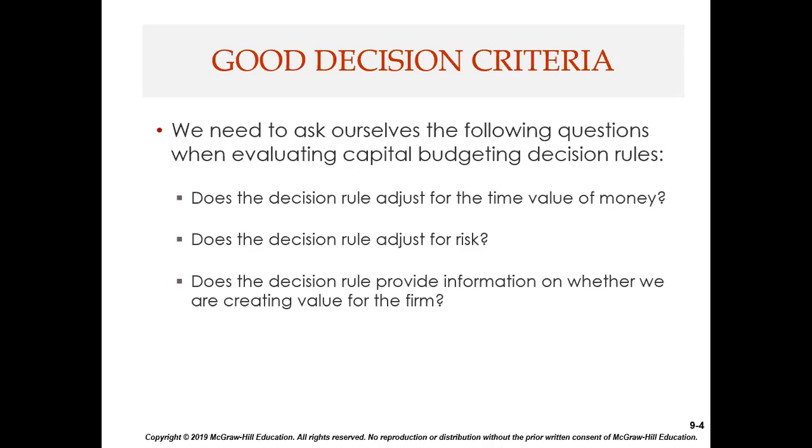And that's what we talk about in the very beginning of the chapter. That's why you have a whole chapter on it. So we need to ask ourselves some of the following questions when we're evaluating what kind of projects to take on in a capital budget. Does the decision rule adjust for the time value of money? So when we're looking at our projects, are we doing anything with the time value of money? Present value, future value calculations.